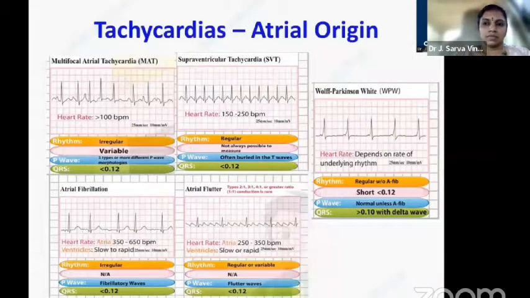To sum up, all the tachycardias of atrial origin will have a narrow QRS complex, except for WPW syndrome, which doesn't have a truly wide QRS complex. It just has a slurring upstroke of the QRS complex. So always remember, all the tachycardias of atrial origin will have a narrow QRS complex, and the rhythm can be regular or irregular depending upon the kind of arrhythmia and the kind of AV block that is present.